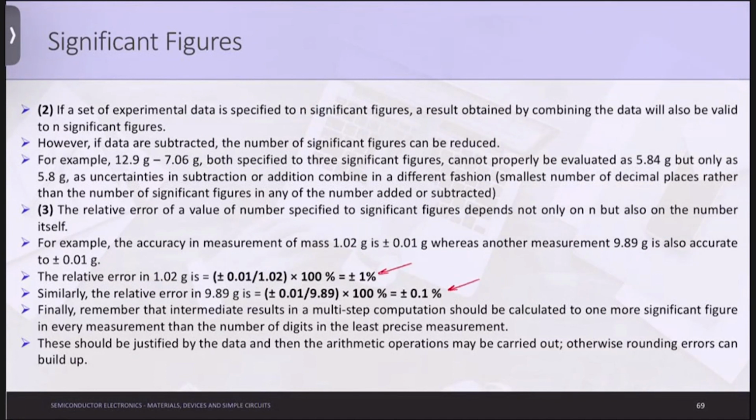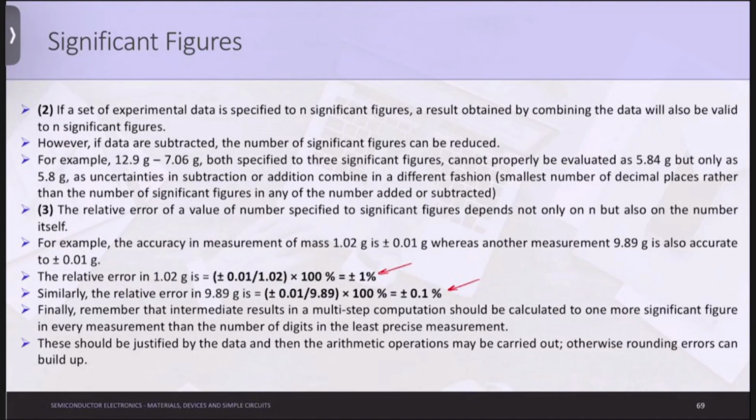So they are saying that the accuracy, meaning the relative error specified for a significant figure, depends not only on n, the number of significant figures, but also on the number itself. As the number varies, it was 1.02 in the beginning and 9.89 in the second experiment, the relative error may differ with significant figures and may also differ with the number. Finally, remember that the intermediate results in a multi-step computation should be calculated to one or more significant figures than the number of digits in the least precise measurement.